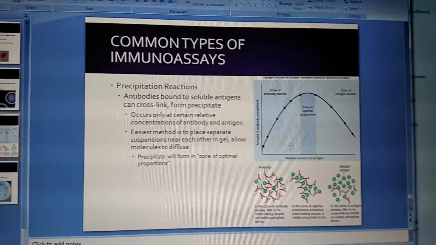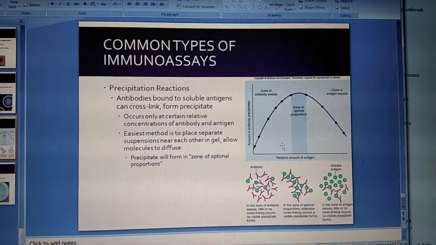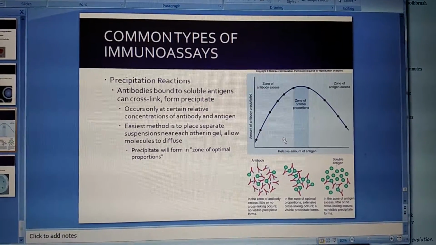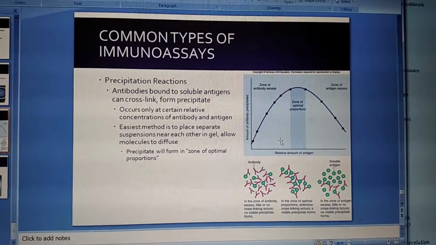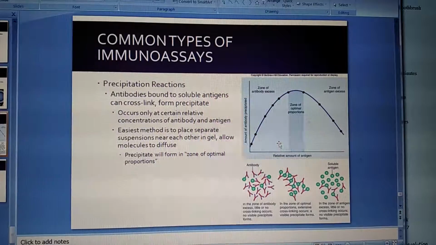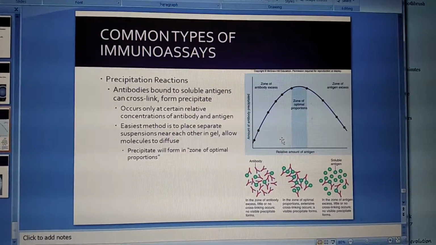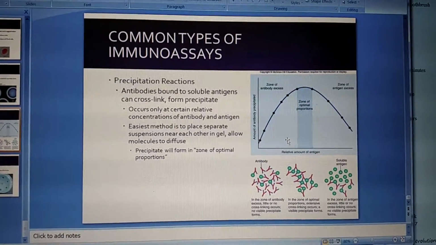You can also have more obvious precipitation reactions. So the antibodies will actually attach to the antigens in a way where they cross-link and they come out of solution. Typically you'll do this in some sort of gel because it allows for diffusion, so you get these swaths of color indicating where you have reactions.